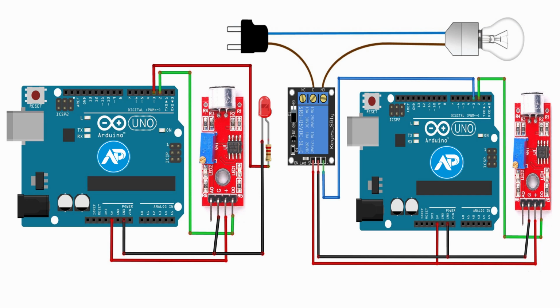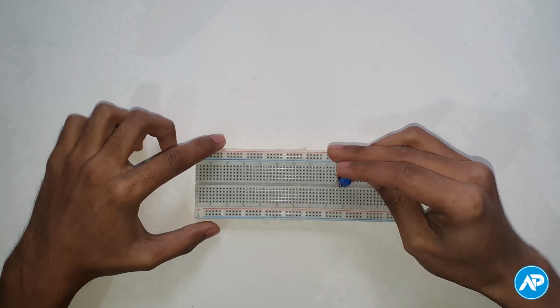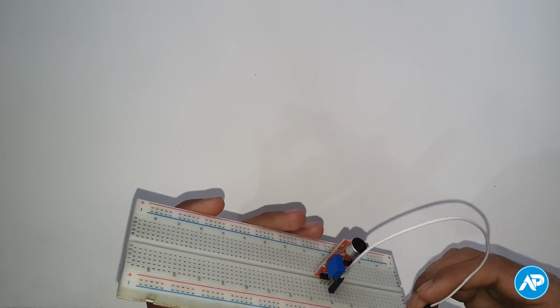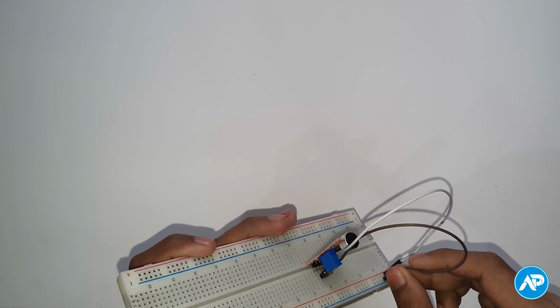Here is a circuit schematic diagram you need to follow. Let's set up the components. First, take a breadboard and an LM393 sound sensor module. Then connect the module on the breadboard. The module's VCC goes to plus and the ground pin goes to minus.